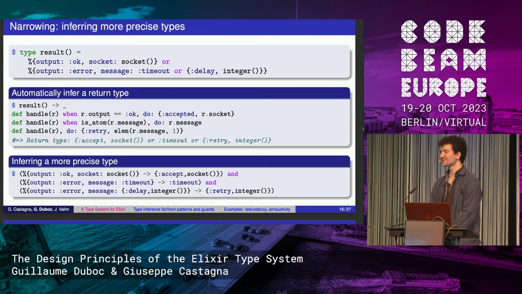Hi. So I wanted to ask about the compatibility with the existing type annotations, for example, for the ones who are using Elixir?